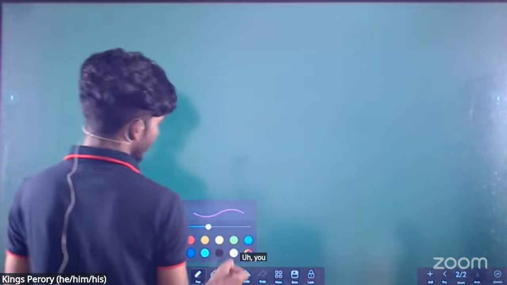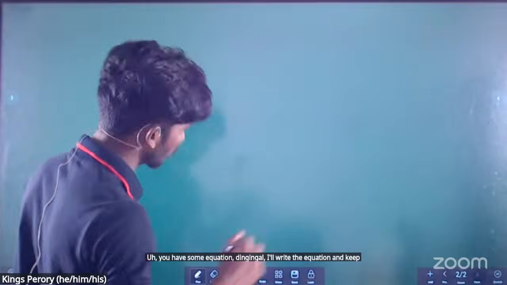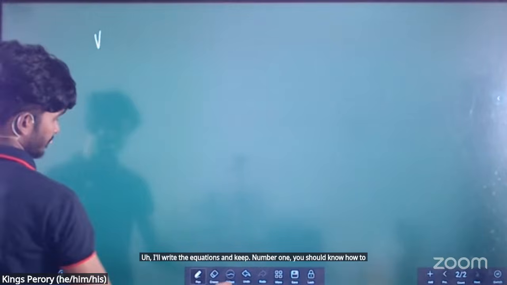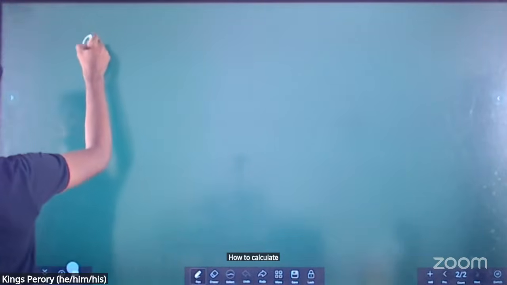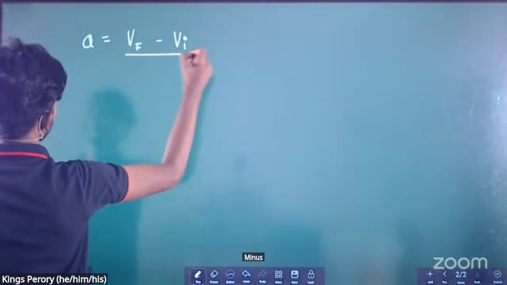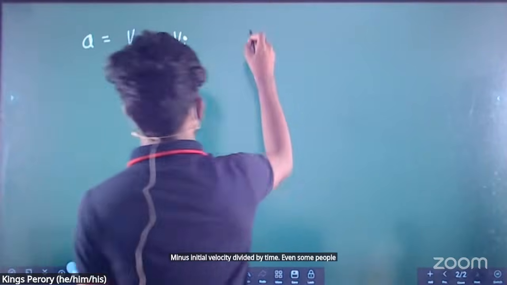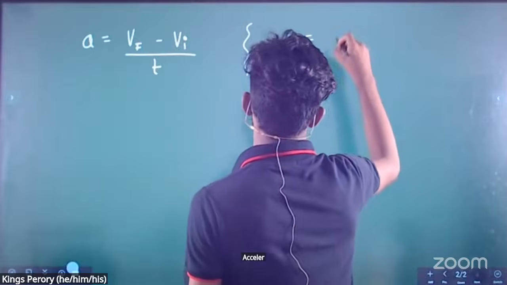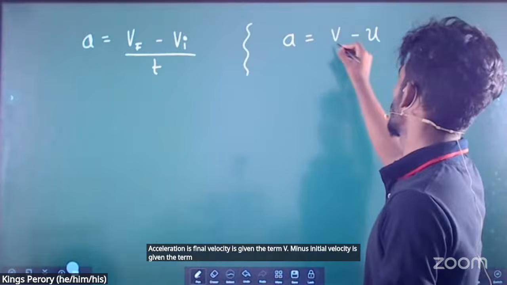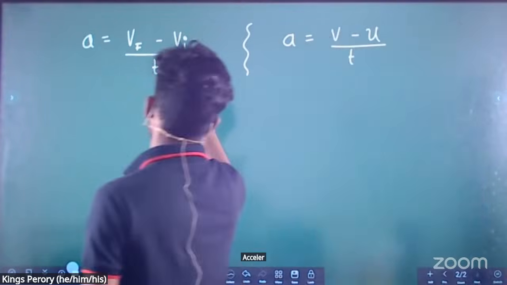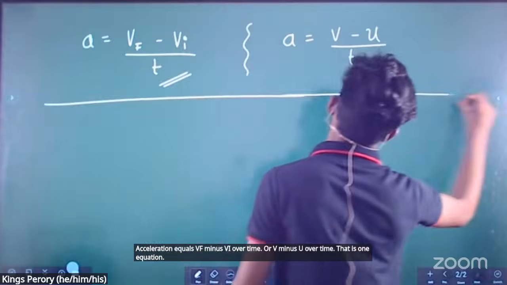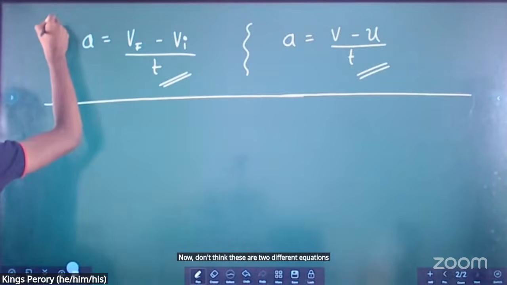You have some equations. I'll write the equations and keep them. I hope you all know them. Number one, you should know how to calculate acceleration. Acceleration is final velocity minus initial velocity divided by time. Some people write this equation with the final velocity given the term v and the initial velocity given the term u: acceleration equals vf minus vi over time, or v minus u over time. That is one equation. Don't think these are two different equations. Both are the same.